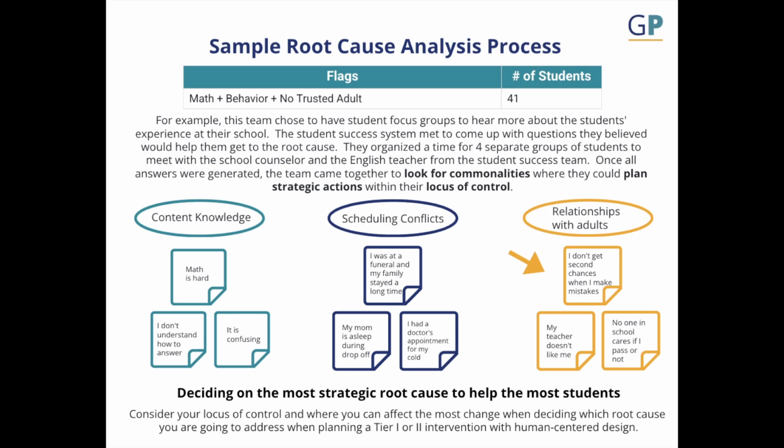After gaining answers from students, the team meets again to go over the answers and look for recurring themes. Once they were able to narrow down some of the root causes, it was up to the team to consider their locus of control when deciding what the most strategic root cause to address would be. This team chose to focus on relationships with adults in the building.